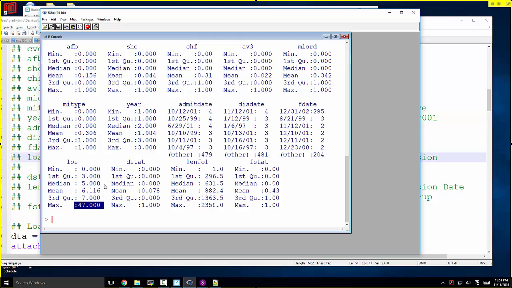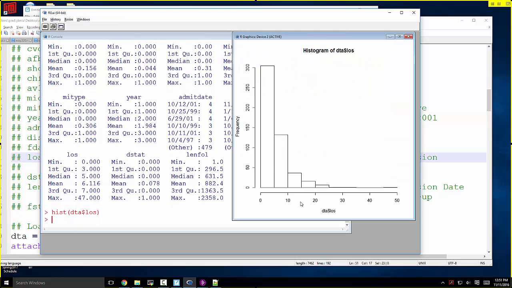In fact, let's look at a histogram. So, right skewed, which you would expect, you can't have a negative length of stay. Most of the stays are less than 20 days, but there are a few extreme ones, and that 147 is the most extreme, off by itself.